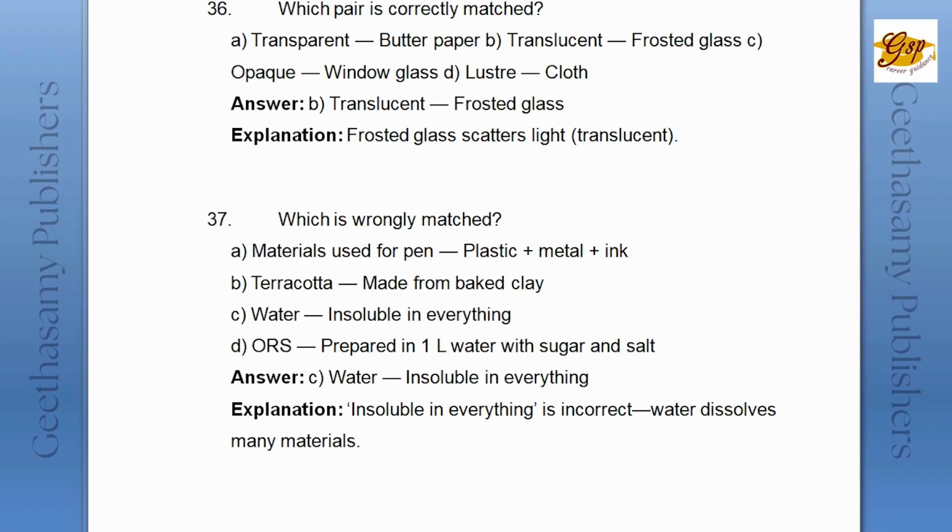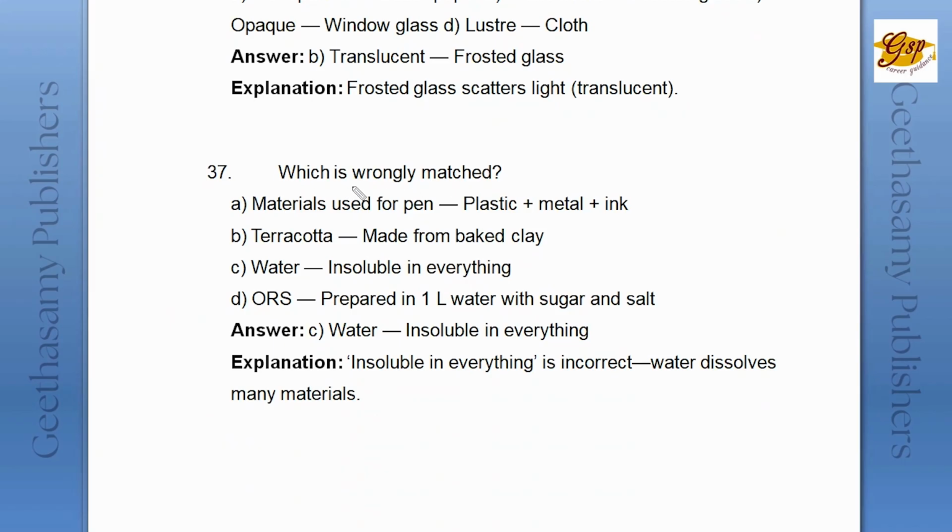Fine. 37th question. Which is wrongly matched? Material used for pen, plastic, metal and ink. Terracotta made from baked clay. ORS, prepared in 1 liter of water with sugar and salt. Water, insoluble in everything. So answer is C, insoluble in everything. That is incorrect. Water dissolves many materials.